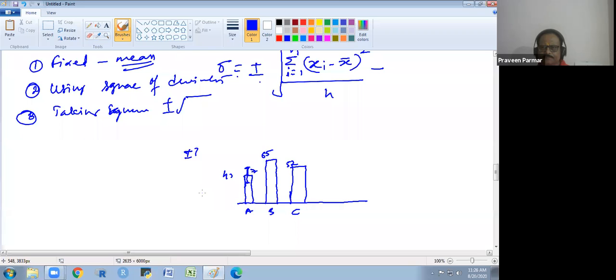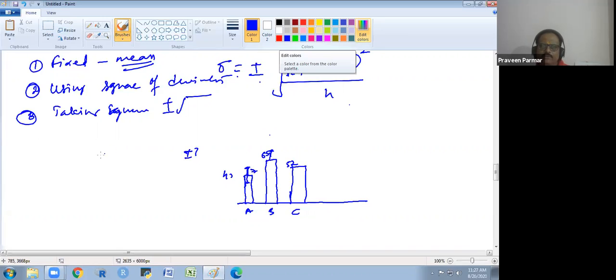Subrata? Okay. So this is the bidirectional. In the mean absolute deviation, there is only one direction, the upper side, on the positive side. There is no negative side.